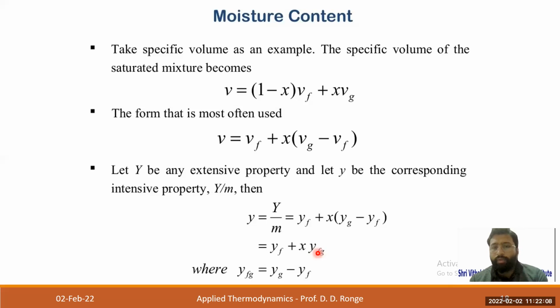Okay. So for example, I can take specific volume. In the wet region, if you want to find specific volume, first I should know the specific volume of saturated liquid plus x, that is the dryness fraction, into yfg. In this case, this will be vfg. Okay, what is vfg? It is the difference between vg and vf, that is specific volume at dry saturated condition minus specific volume at saturated liquid condition. Okay.